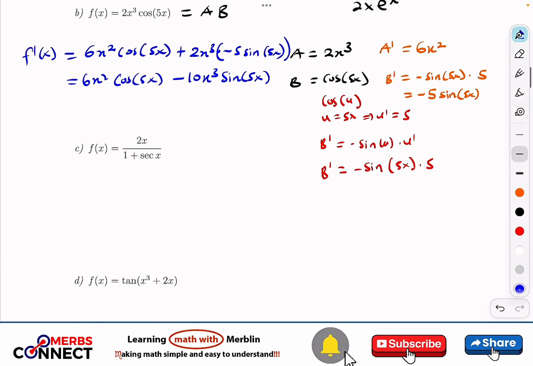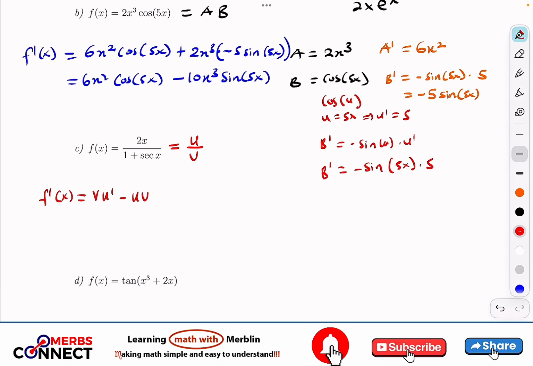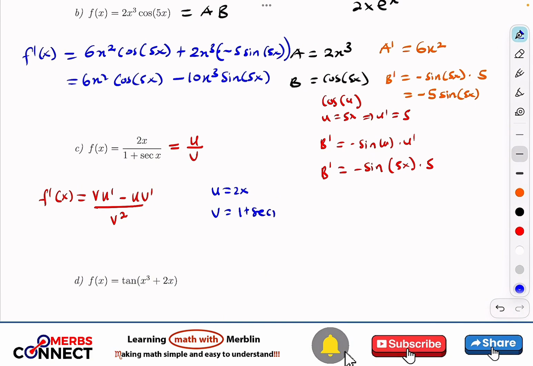Okay. Now let's look at this one too. This one we are going to use the quotient rule. So let me have my u at the top and v at the bottom. So f prime using the quotient rule is (v u prime minus u v prime) divided by v squared. So here u is equal to 2x and v is equal to 1 plus secant x.